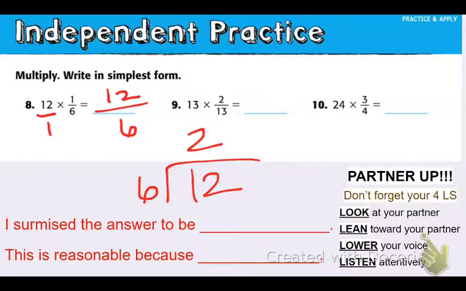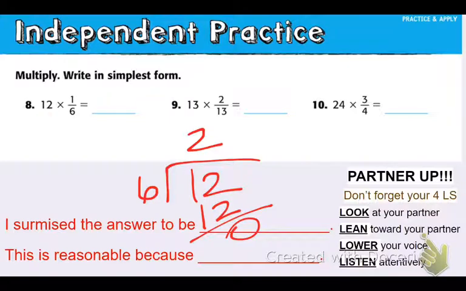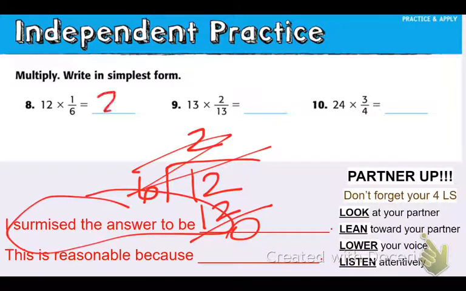I can make 2 groups of 6, and there's nothing left over. So let's go back to the original question. What is 12 times 1/6? Well, I surmise the answer to be 2. I know it's reasonable because 2 times 6 is 12. So 2 is 1/6 of the number 12.